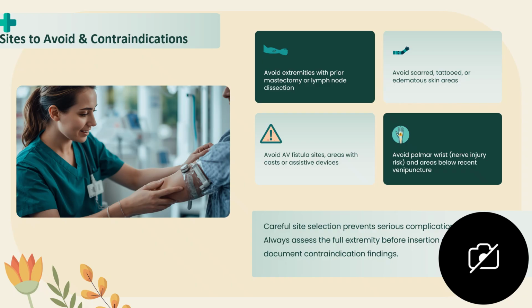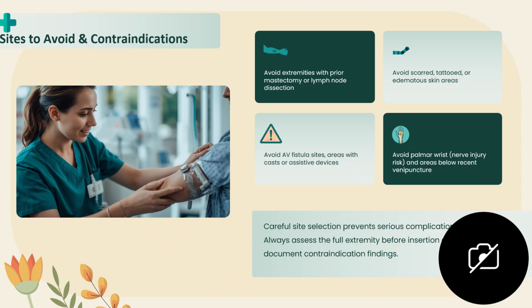There are sites to be chosen, and of course, there are sites to be avoided, and there are contraindications. So, we will avoid the extremity with a prior mastectomy or lymph node dissection. Also the scar, tattooed area, or edematous skin area, and the hands or sites with a fistula. Also, the area with a cast or assistive device.